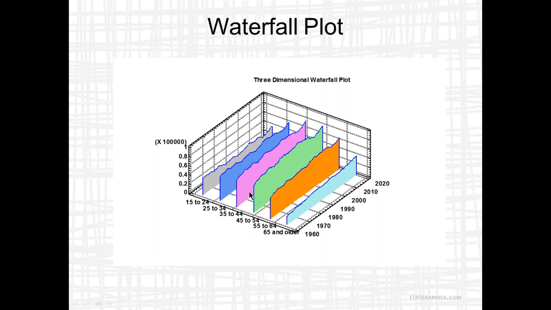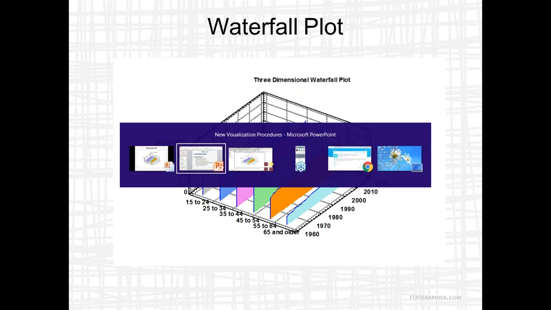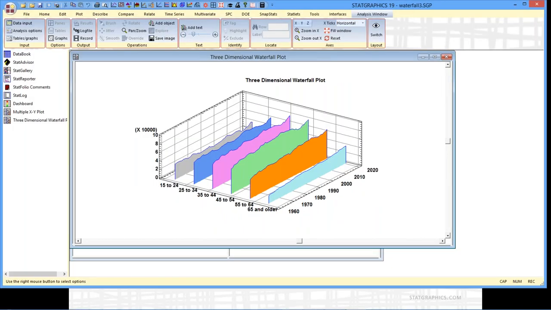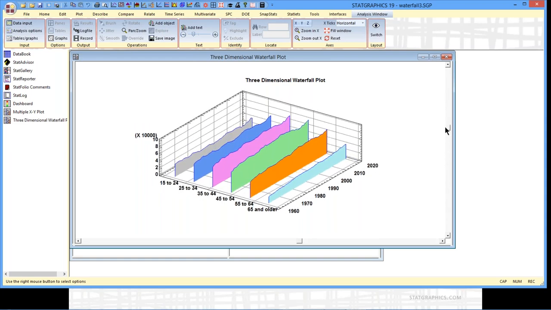And basically, you can see that over time, particularly as we get to 2020, in all the age categories, the median income appears to have gone up. Now, let me actually switch over to Statgraphics for a moment, because there's some options here. So now I've actually switched away from PowerPoint over to the three-dimensional waterfall plot. What's interesting here, of course, is that you can use the sliders to get a better view of it. There are other options, though, too.